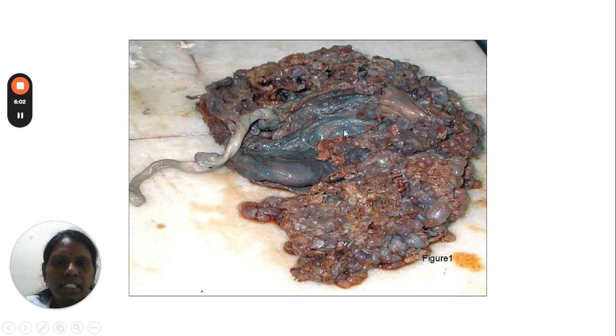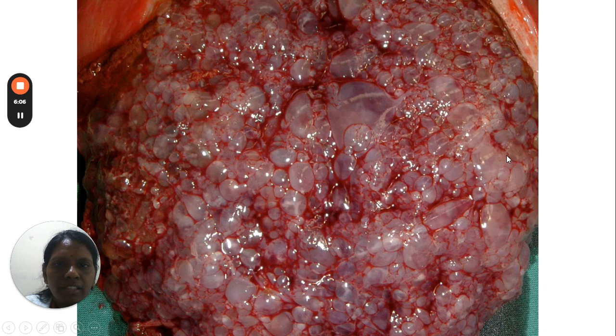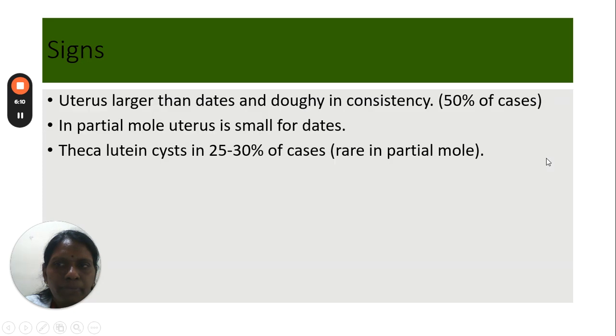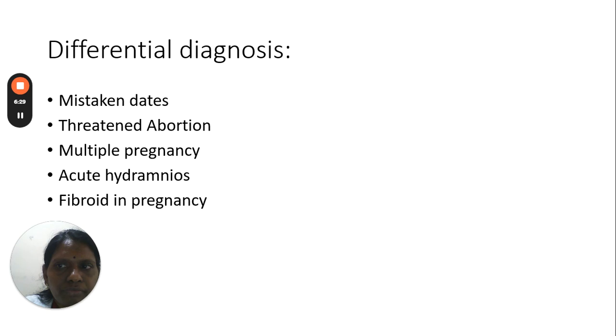Here we can see pearly white grape-like vesicles. On examination, the uterus is larger than the dates and doughy in consistency. In partial mole, the uterus is small for dates. Theca lutein cysts are seen in 25-30% of complete mole, but they are rare in partial mole.